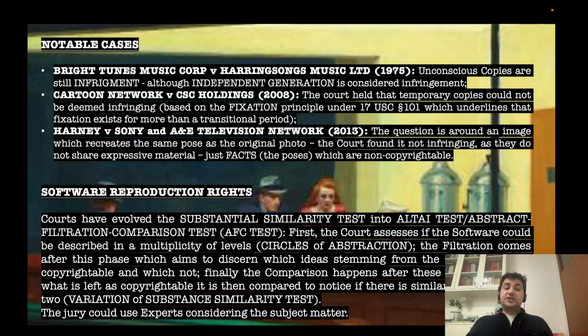As it is a variation, the jury could use experts, could call someone external to actually understand the subject matter when identifying if there is a striking similarity and thence an evidentiary similarity. This is considered necessary even to understand the subject matter of software, basically.